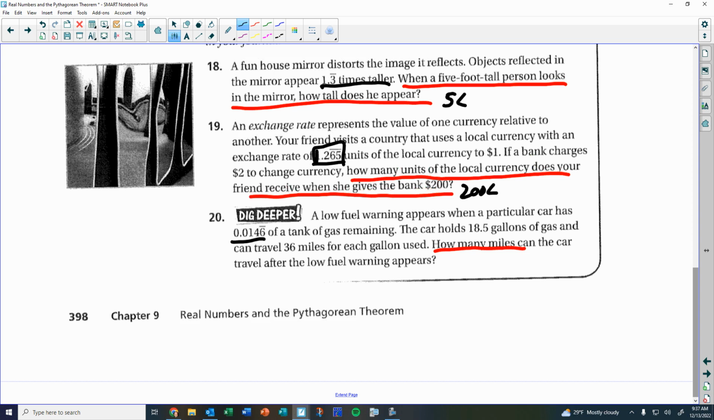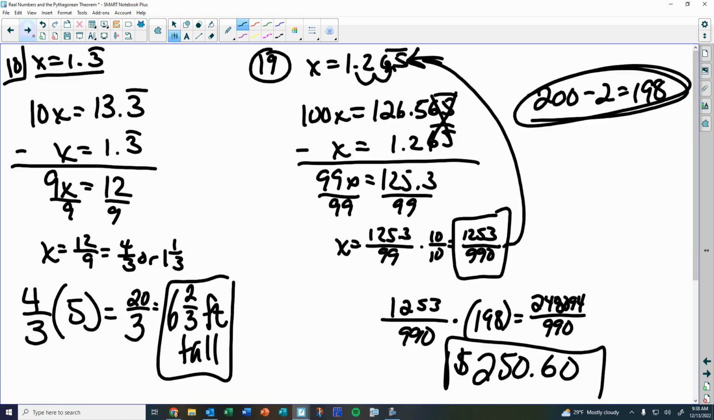So a car holds 18 gallons of gas and can travel 36 miles for each gallon used. So how many miles can the car travel after the low fuel warning appears? So we have to figure out the miles. Okay. Well, to do that, once we get this decimal into a fraction, we got to figure out the gallons first. So we'll multiply that fraction times that, and then take that and multiply it by 36. Because eventually we got to get to miles, but we got to jump through a couple hoops to get to that. So let's go to that.